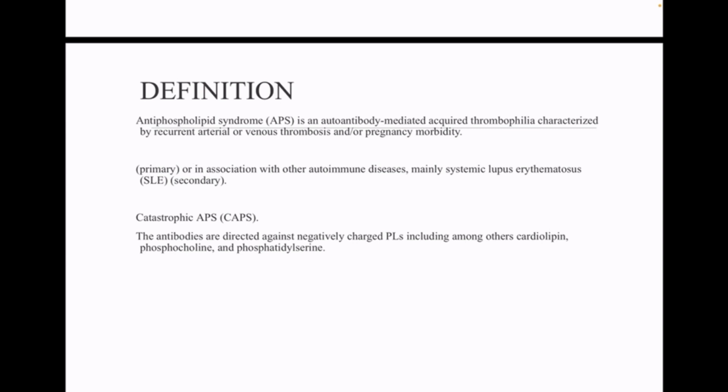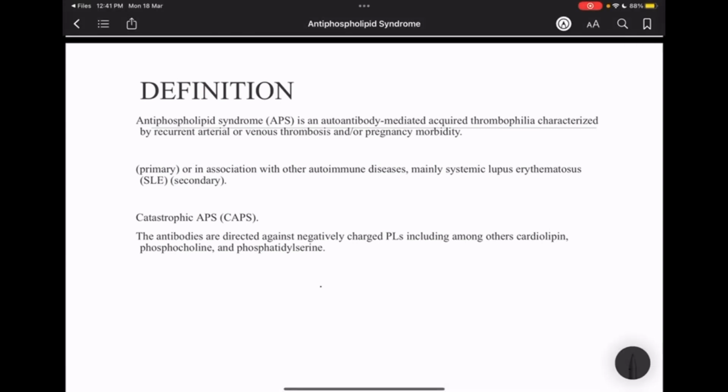And there are two types. We have primary, which is not related to other comorbidities, and secondary, which can be in association with other autoimmune diseases, specifically systemic lupus erythematosus.